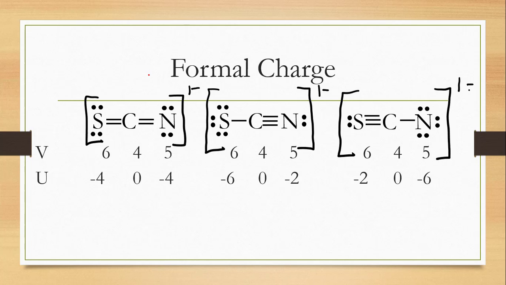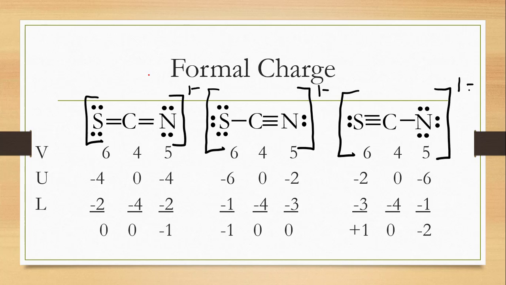Now we look at the lines. This has 2 lines, 4 lines, 2 lines. This has 1 line, 4 lines, 3 lines, 3 lines, 4 lines, 1 line. Now add everything up. The first thing we notice is that the sum of the formal charge for each structure is correct because they all add up to -1.